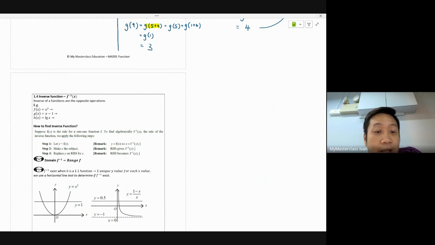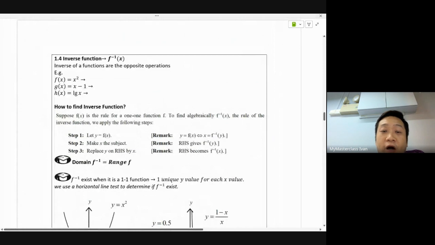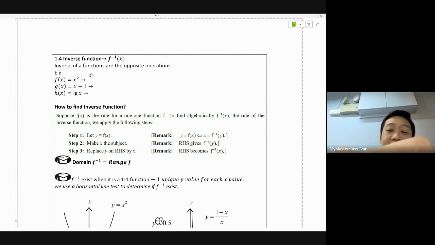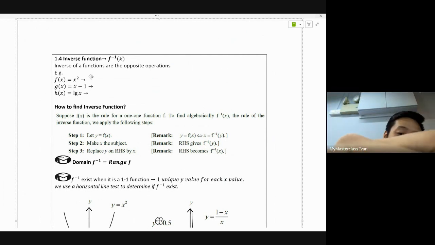Okay. Now, to understand inverse is actually not hard to understand. Inverse is just the opposite operation. You know what's the operation? The opposite of plus is what? Minus. So look at this. f(x) equals x squared. What is the opposite of square? Square root. So basically, f inverse x is just equal to plus minus square root x.